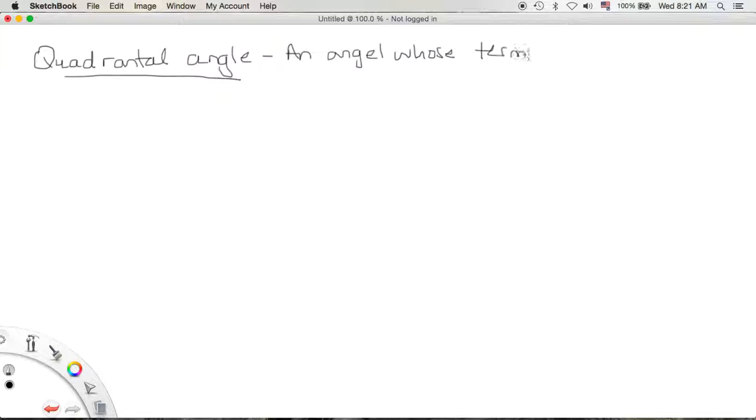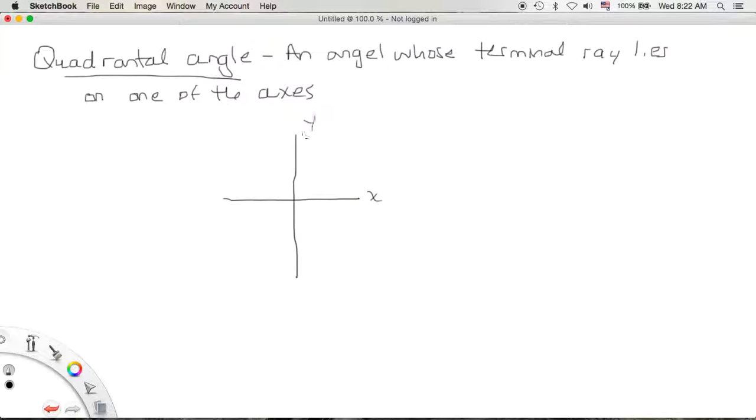Now, there's another definition that we're very rarely going to use, but you need to know it just the same. A quadrantal angle is an angle whose terminal ray lies on one of the axes. So if we have our axes, then we can have, for example, this angle here would be a quadrantal angle. So those are some different angle measure things.